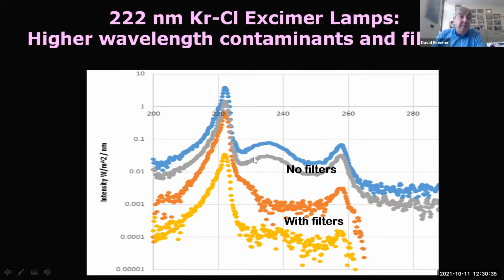You can actually very much reduce this tail by putting a filter in front of the lamp, and these are typical results with filters, where you can basically drop the high wavelength tail by at least an order of magnitude, typically more.